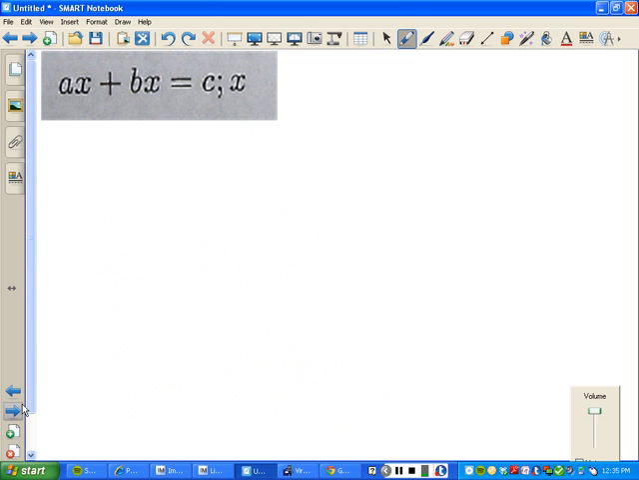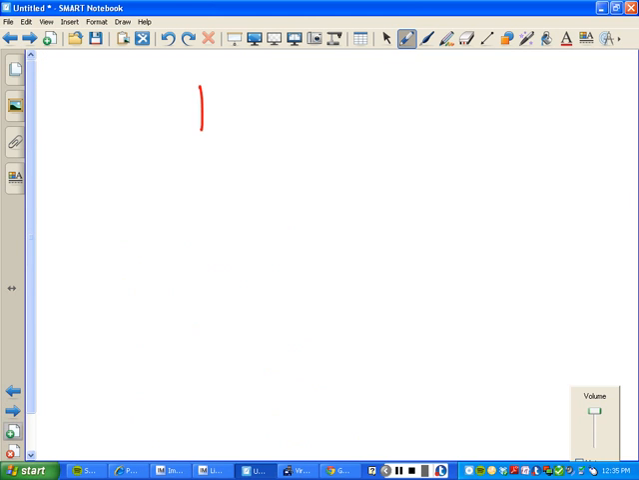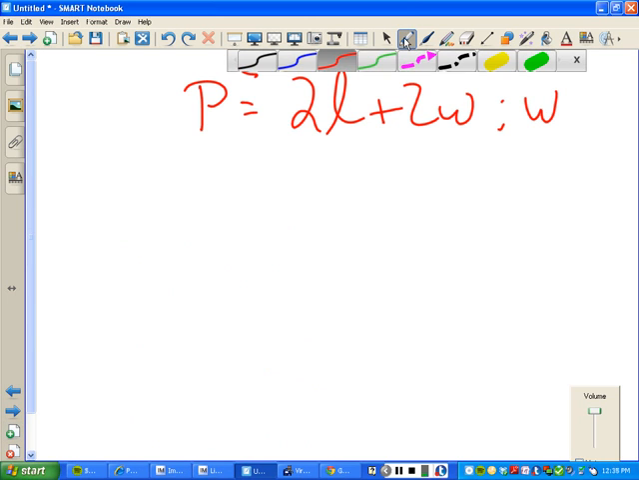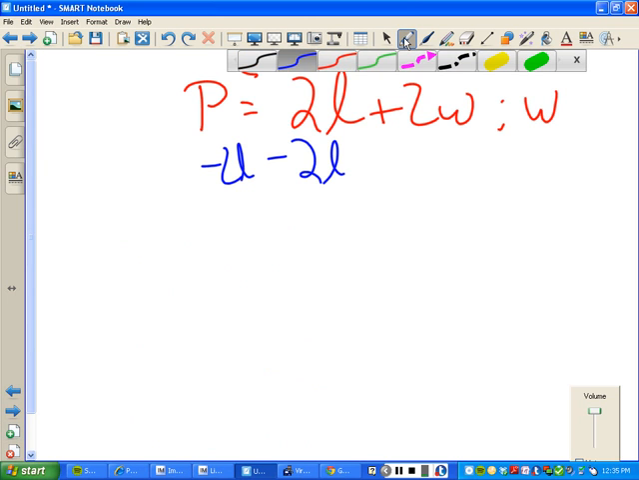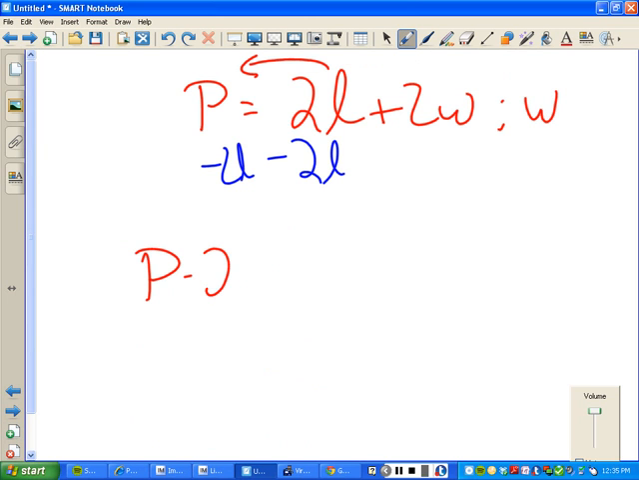Wait, you skipped one. P equals 2L plus 2W. Didn't skip anything. What are we solving for? All right, how do I solve for W? Move the 2L over. So subtract 2L, subtract 2L. P minus 2L equals 2W. Divide by 2. Divide by 2.